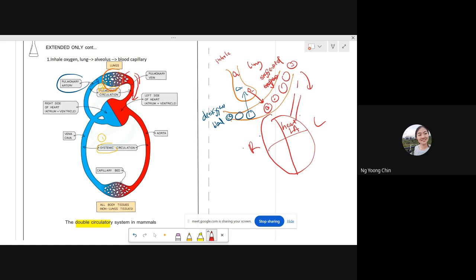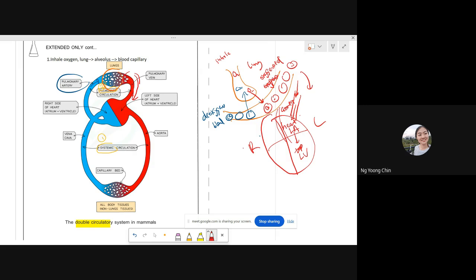Like this. So your red blood cells, which carry the oxygen, will enter the left atrium of the heart. The left side of the heart now receives the oxygenated blood. From the left atrium, they will pump to the left ventricle. From the left ventricle, there is the aorta, right? A very large blood vessel known as the aorta. Aorta is the largest blood vessel in your body.